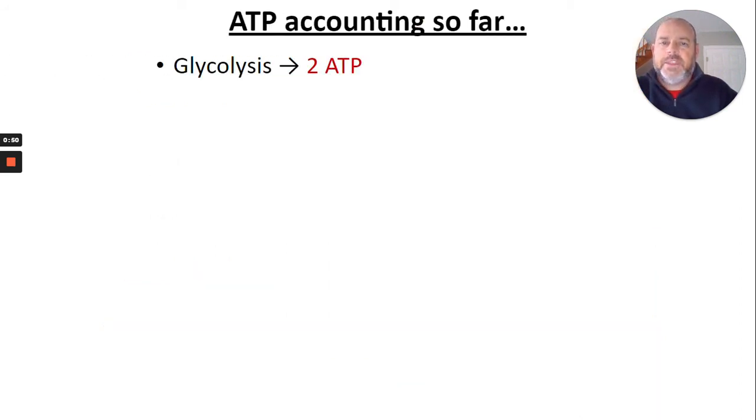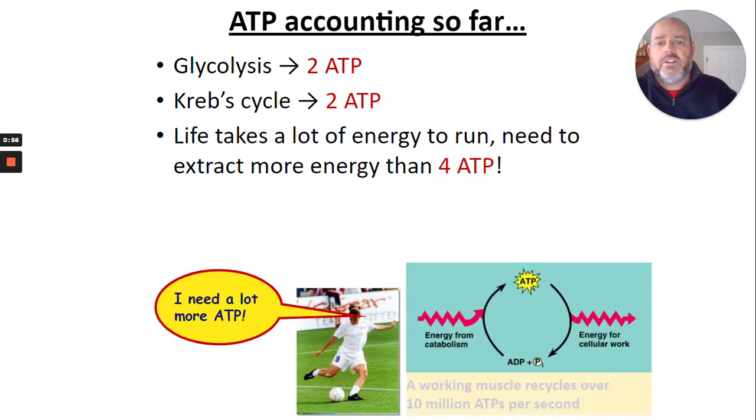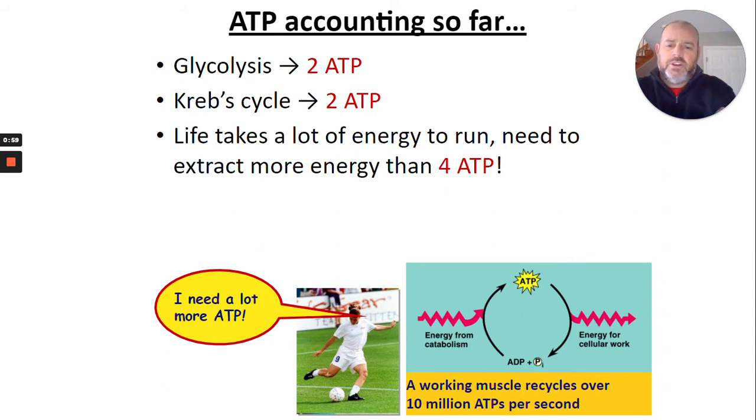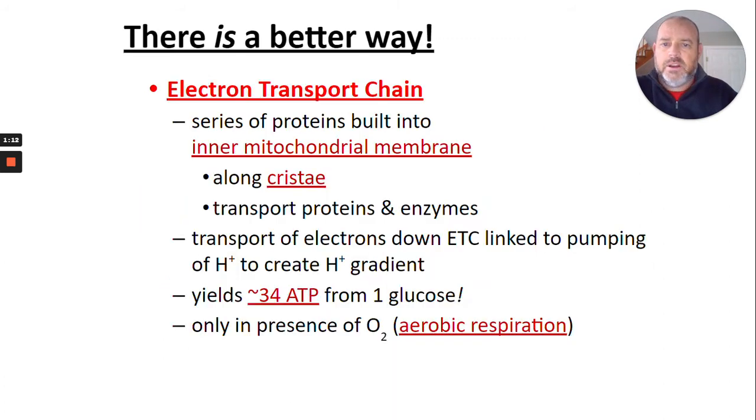Not there yet. Accounting so far: glycolysis 2 ATP, Krebs 2 ATP. It's going to take a lot more than 4 to run ourselves. So that stat down there in the yellow box is pretty crazy. A working muscle recycles over 10 million ATPs per second. So we need a lot of it, okay? And we have to go through a lot of ATP. So there has to be a better way.